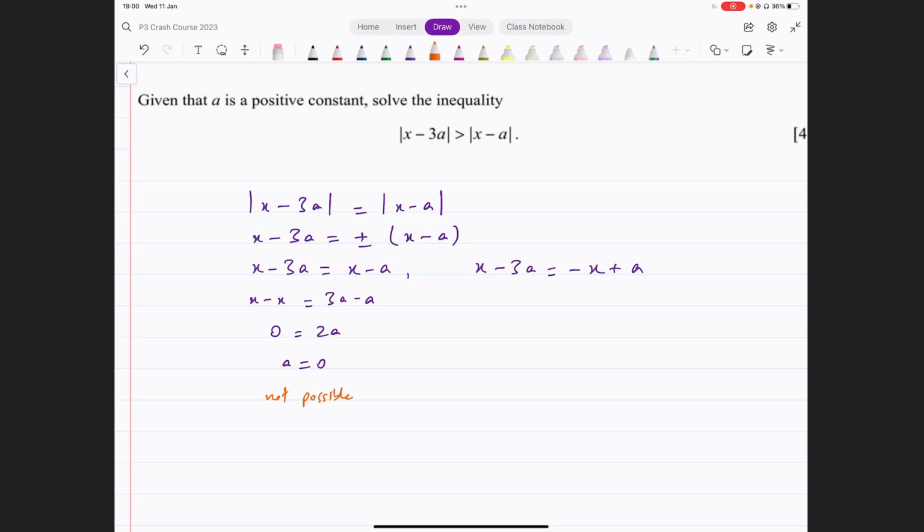That's all right. Let's look at the second equation. From the second equation, we get x minus 3a equals minus x plus a. Take x to the left side, that gives us 2x. On the right side, we've got 3a plus a, which is 4a, and x equals 2a. Now, in this case, we have only one cutoff point.